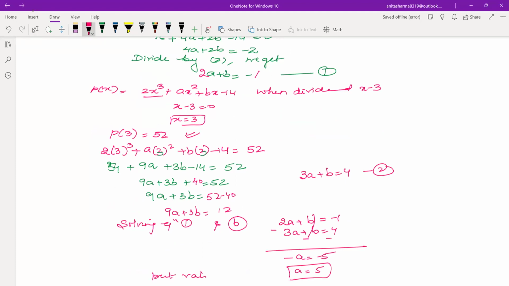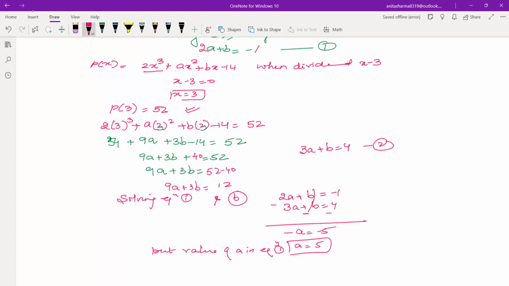Yes. Now put value of A in equation 1. Now get the value of B. So 3 into 5 plus B, in second equation I am putting, plus B is equal to 4. So 15 plus B is equal to 4. The value of B will be 4 minus 15, that is -11. Clear, beta? Yes, ma'am.